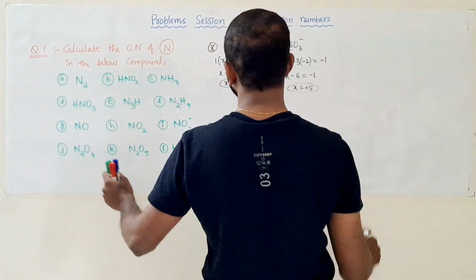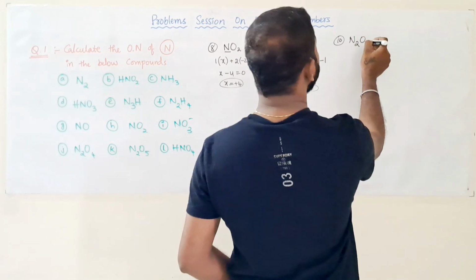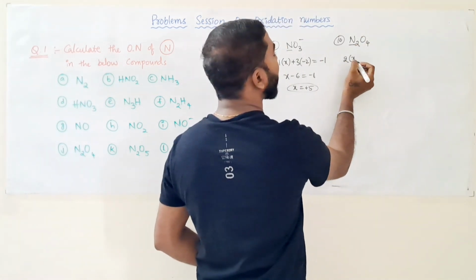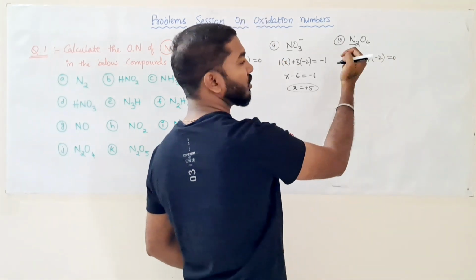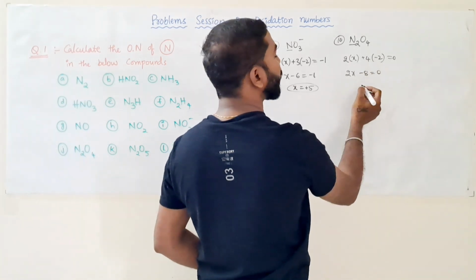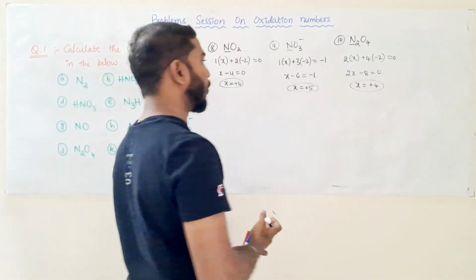And then next, moving to the next one, that is dinitrogen tetroxide, that is N2O4. So we need to take 2 into x and then 4 into minus 2, which is equals to 0 since it is a neutral molecule. So 2x minus 8 is equals to 0. Then x is equals to come out as plus 4.